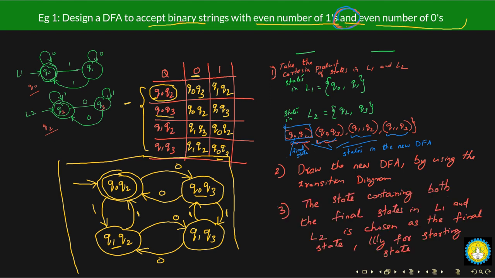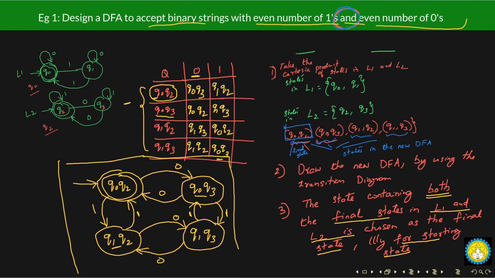Now, to provide more clarity, I have added it as a third step here. So the state containing both the final states in L1 and L2 is chosen as the final state in the new DFA. Similarly, this is also applicable for the starting state. The state containing the starting states in L1 and L2 is chosen as the starting state of the new DFA. So that's how we identify this.